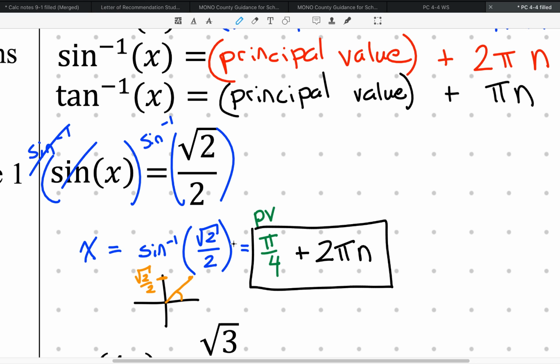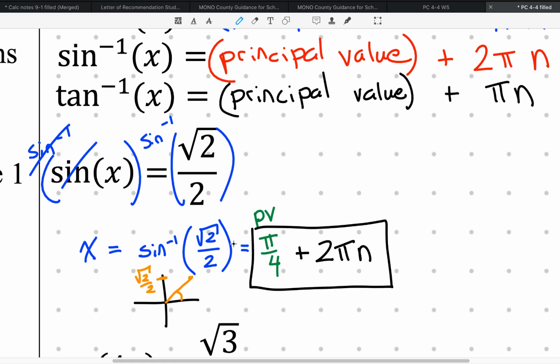So you don't actually have to put anything in there. The end. We're done, because we've solved for x. Once we get x by itself, that is the solution. X is pi over 4 plus 2 pi n. The end. That means you've solved for everything, because you guys know what n is.